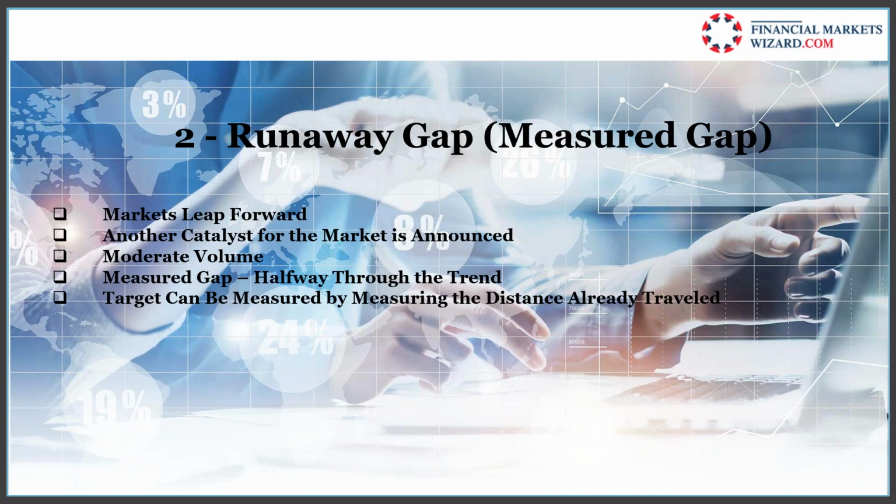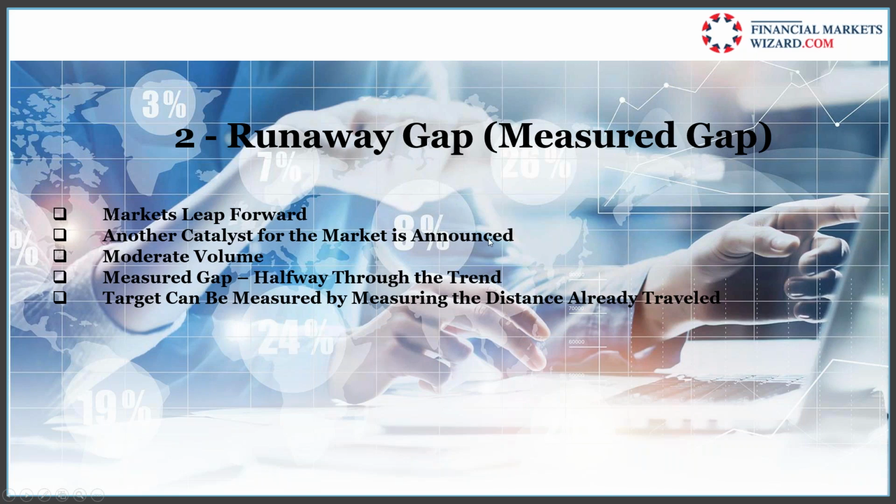He's negotiating with another company or acquiring another company or closing some departments or moving in another direction which the investors wanted. So that news is there. So when that news is there, the stock further gaps up. So that's called runaway gap. And it has another name called measured gap. So I'll explain why it's called measured gap. So what happened in the runaway gap? Markets leap forward.